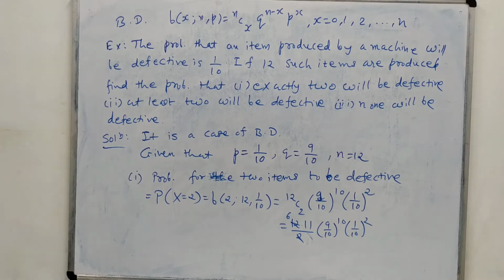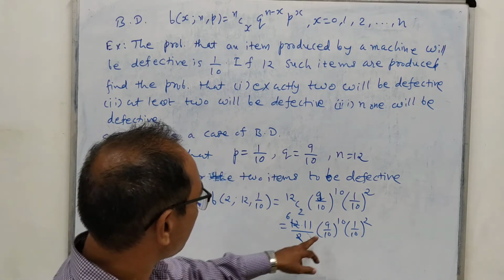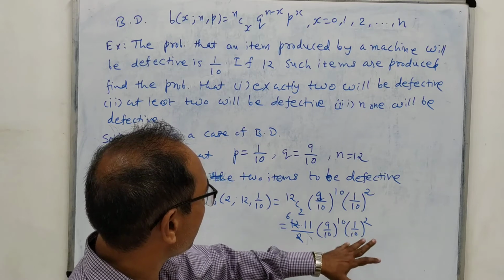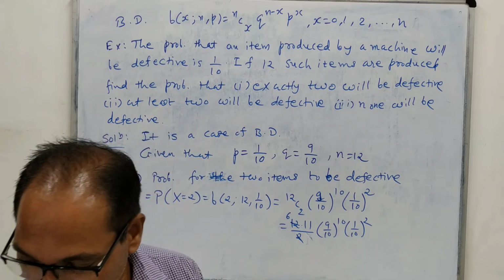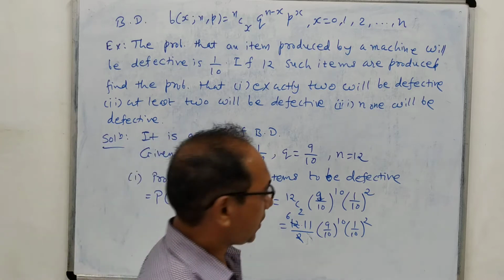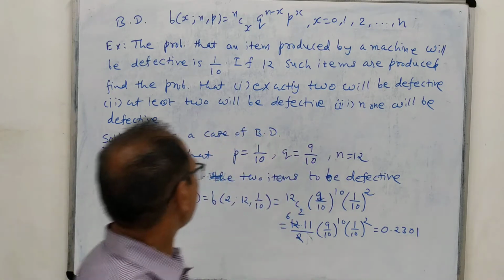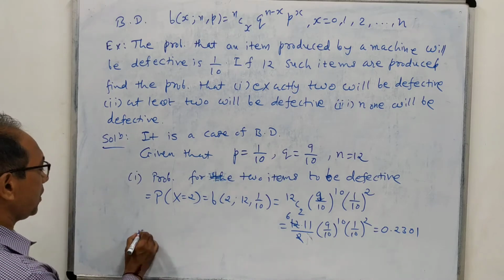So 9 by 10 whole raised to 10 takes time for our calculation, but however you can do it simply because it is 0.9 into 0.9 into 0.9, then it is 0.1 into 0.1, that is 0.01. So finally you will get the answer as 0.2301. So this is the answer for the first question.